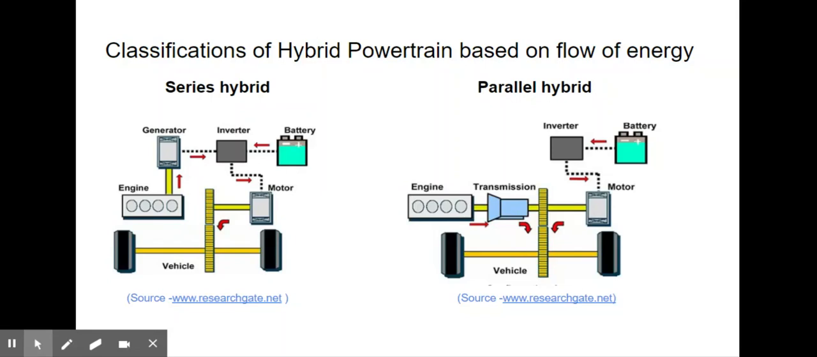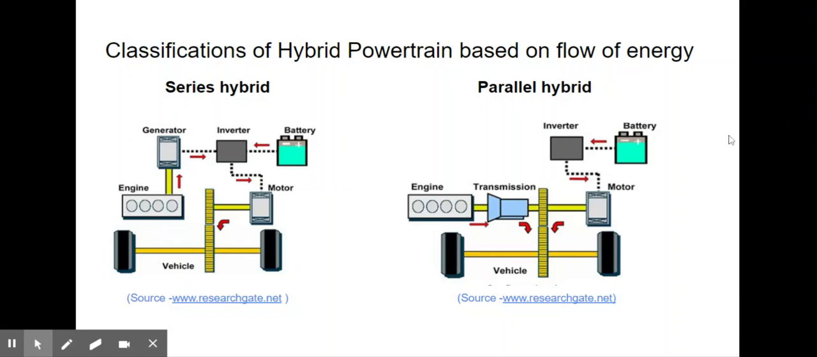Next classification is parallel hybrid. In this, a parallel hybrid is propelled by both an internal combustion engine and an electrical motor connected to a mechanical transmission. The power distribution between the engine and motor is varied so both run in their optimum operating region as much as possible. And there is no separate generator in a parallel hybrid. Whenever generator operation is needed, the motor functions as a generator.